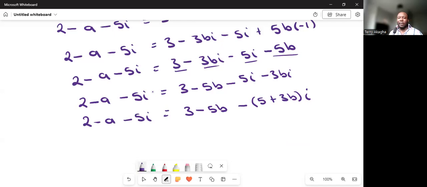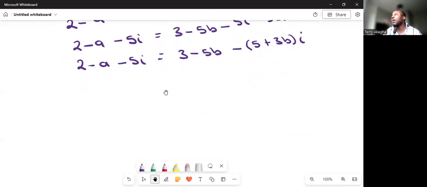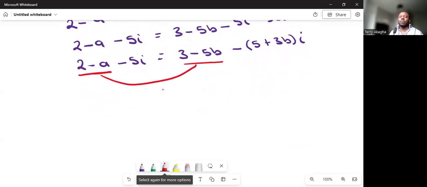So you can see now we have two complex numbers on both sides of the equation. All right, so you can see we have a number here and a number here. So for this to be equal, the real part has to be equal to the real part here. So we can now say 2 minus a must be equal to 3 minus 5b.